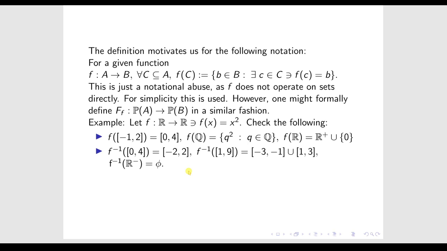Another fact is f inverse of the interval 0, 4 is equal to the closed interval -2, 2. F inverse of the closed interval 1, 9 is the union of two closed intervals -3, -1 and 1, 3. Also, f inverse of the negative reals is the empty set because obviously f of x is equal to x square, which is a non-negative function. F does not take any value which is negative.